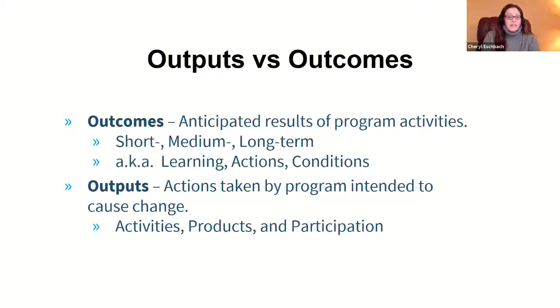So outcomes are the anticipated results of all the program activities collectively combined. And they can be on a continuum from short to long term. And then outputs are the actions taken by the program that are trying to lead to that change. And there are different types of outputs. Outputs can be activities, they can be products, and they can be the participation. So we'll look more deeply at that with our examples.